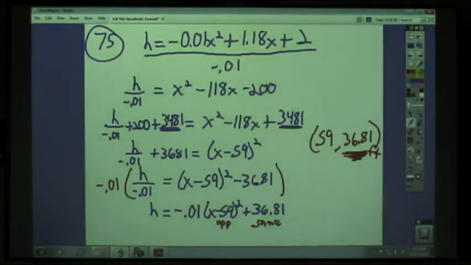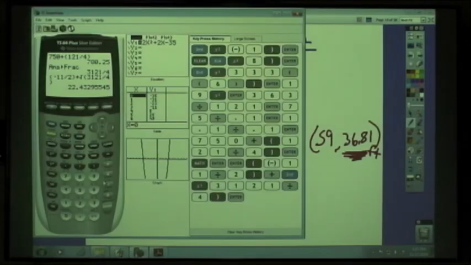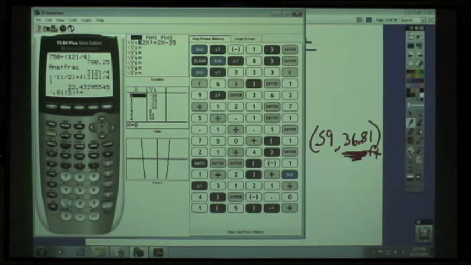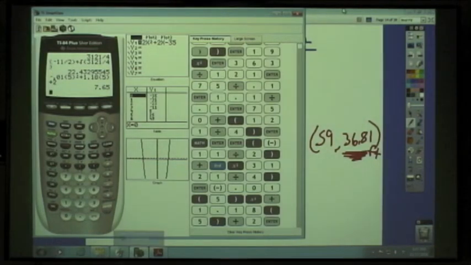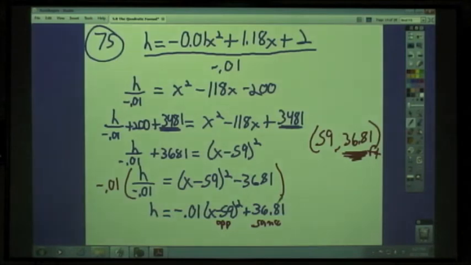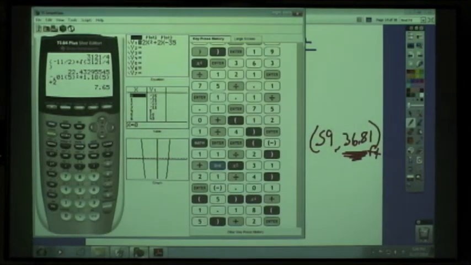Part B says the nearest defensive player is 5 feet horizontally from the point of impact. How high must the player reach to block the punt? If he's 5 feet horizontally, all you have to do is plug in 5 for x, and that will tell you how high the ball is at that point. So you take out your calculator and do negative 0.01 multiplied by 5 squared, plus 1.18 times 5, plus 2, and you get 7.65. So how high does the guy need to jump to block the punt? Well, his hands have to be at least 7.65 feet in the air.